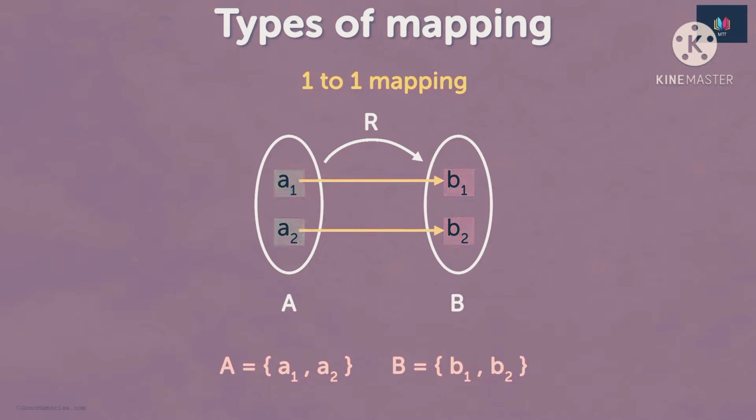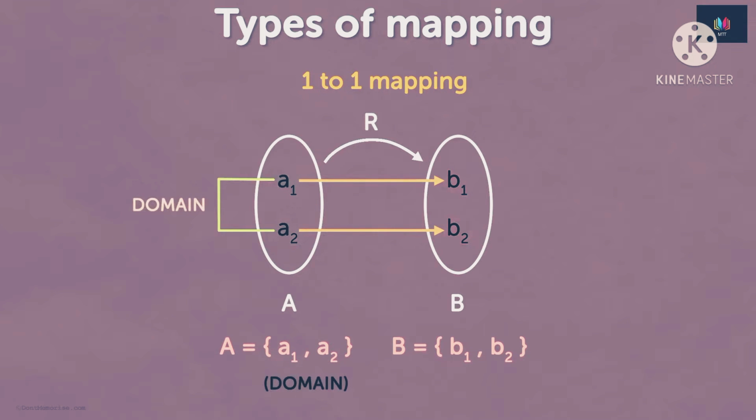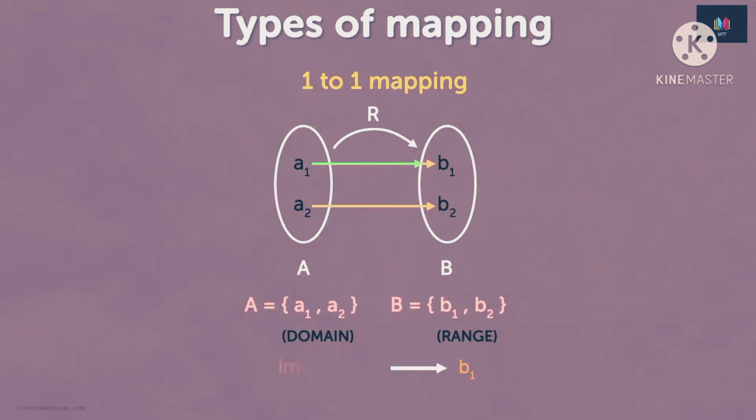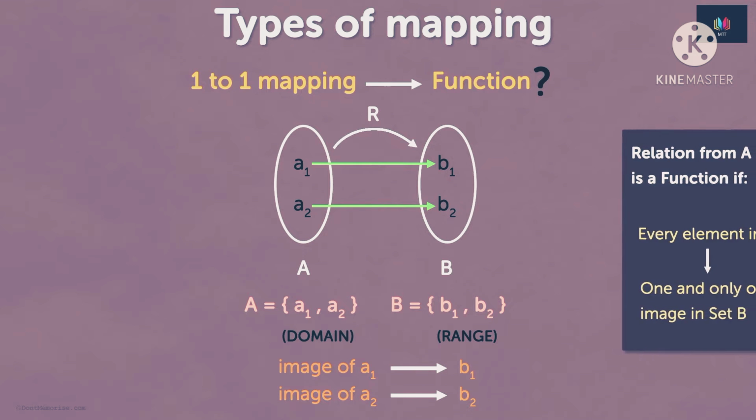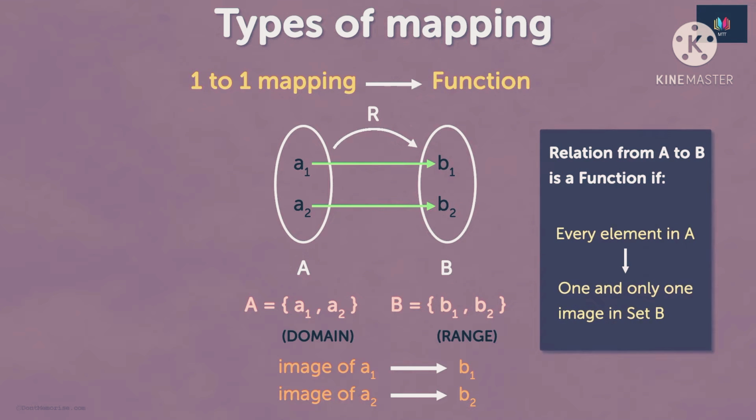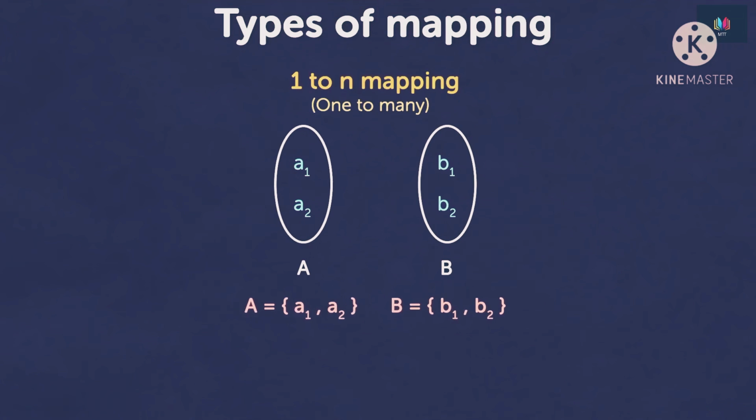Here our domain has elements A1 and A2 and our range has elements B1 and B2. So we see that B1 is the image of exactly one element A1 and B2 is the image of exactly one element A2. If the mapping is one-to-one, then the relation is a function. Do you know why? This is because every element in set A has one and only one image in set B. As we had seen in the previous lesson, this is the only condition for a relation to be a function. Now let's look at the second type of mapping, which is one-to-many mapping.